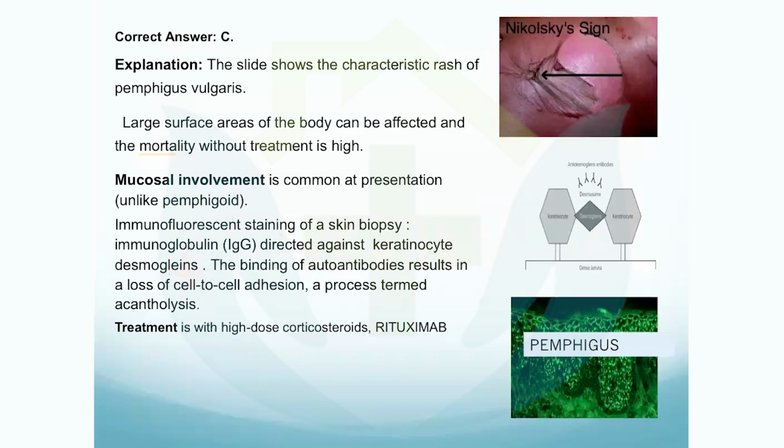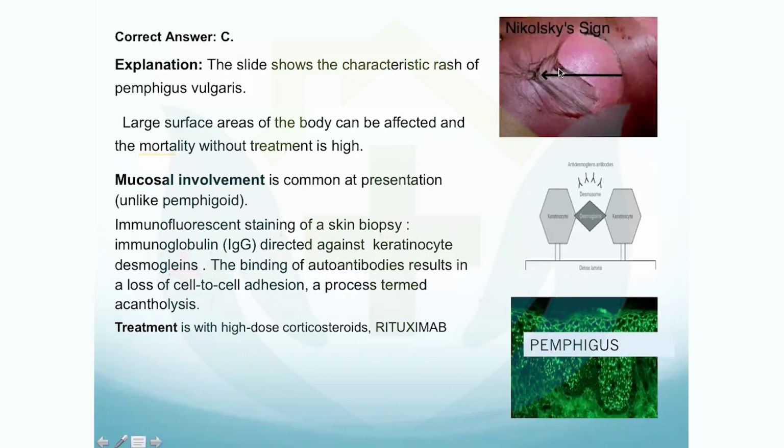The large surface of areas of the body can be affected, and the mortality can be high without treatment. And mucosal involvement is very common at presentation in pemphigus, unlike bullous pemphigoid. In the area of disease, there are two keratinocytes. In between the two keratinocytes, you have this desmoglein protein, which is at fault in pemphigus. That's why it loses cell adhesion, and there is acantholysis of the cell. So the immunofluorescence staining of the skin biopsy shows autoantibodies directed against the keratinocyte desmogleins, and these autoantibodies result in loss of cell-to-cell adhesion. And as I said, this is called acantholysis.